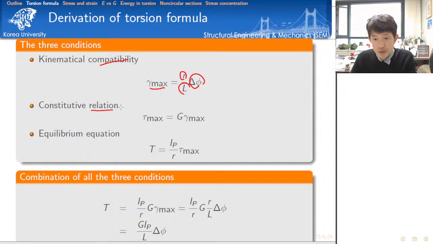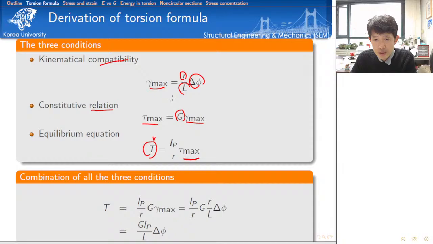And then the constitutive relation is given by Hooke's law for the shear stress and the engineering shear strain. The maximum shear stress is proportional to the maximum engineering shear strain, but the proportional coefficient is equal to the shear modulus. That was the constitutive law. And then the equilibrium equation is given by this equation, which is a relation between the torsional moment, making sure that this is the internal torsional moment, and the maximum shear stress.